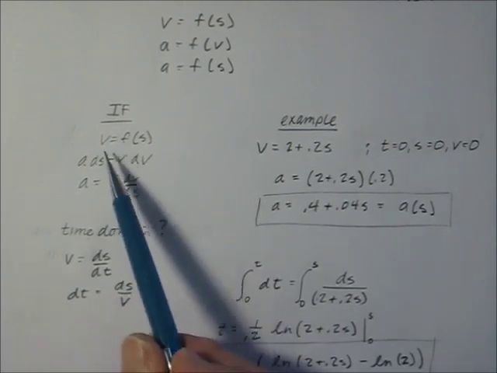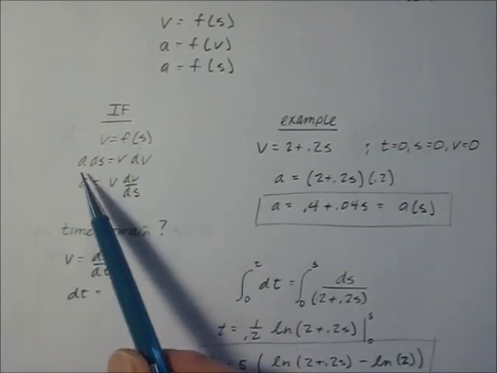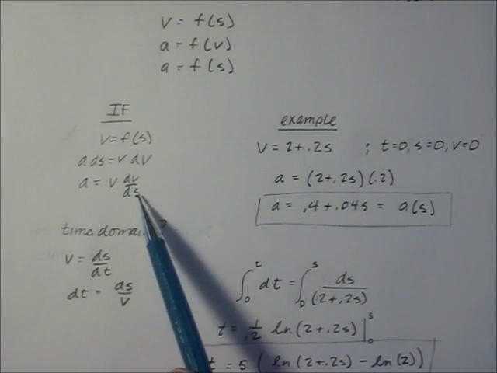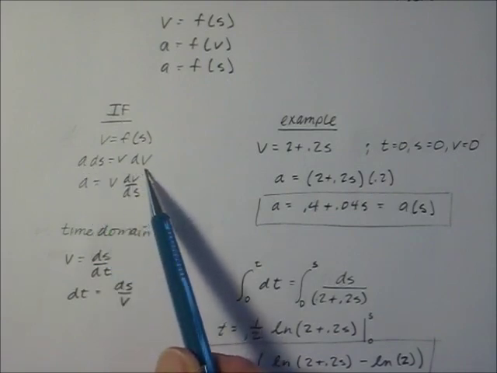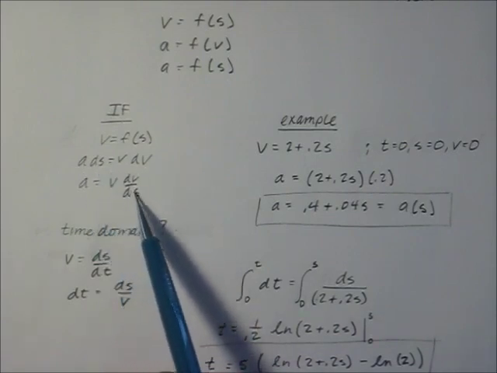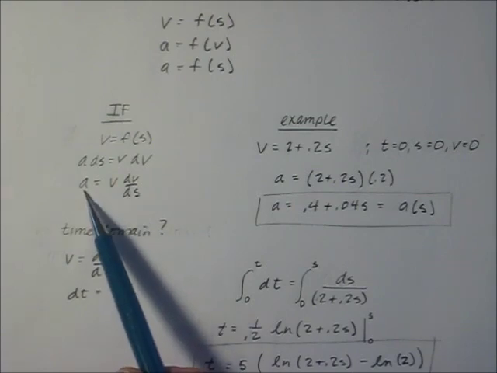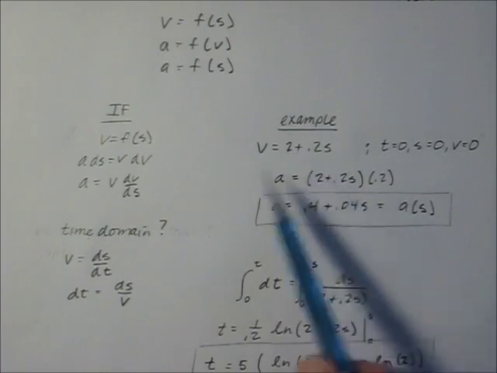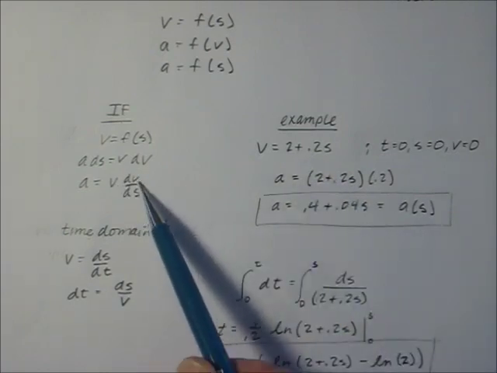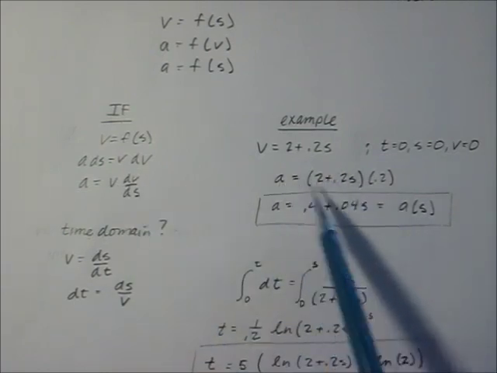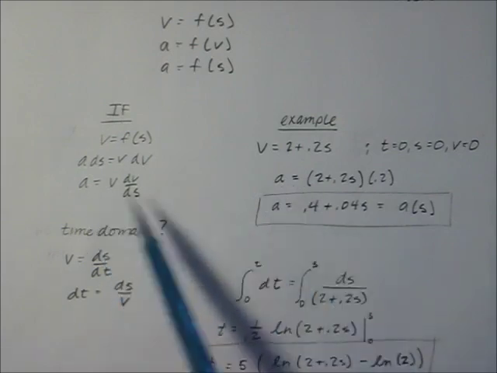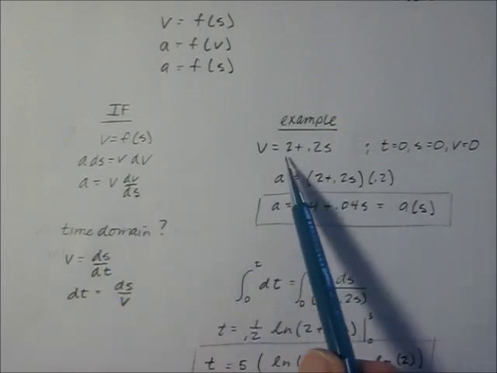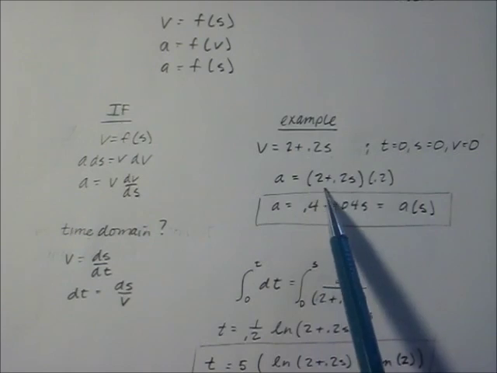Over here we have this equation which can be manipulated into this form. So a ds is equal to v dv. Bringing the ds over onto this side, I can say acceleration is equal to the velocity times dv ds. Since velocity is a function of s, I can use this equation in this form. So let's say that a is equal to the velocity, which is 2 plus 0.2s.